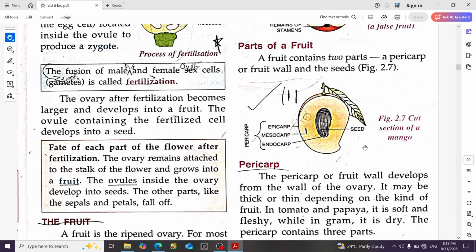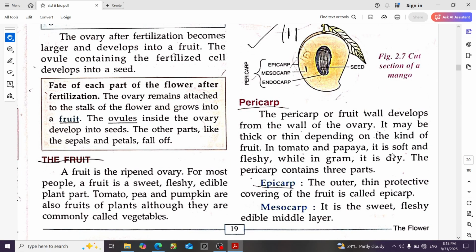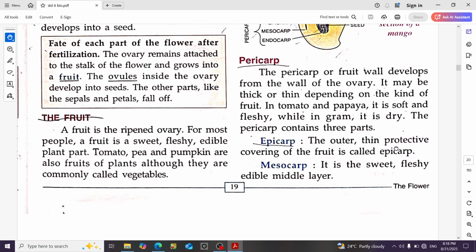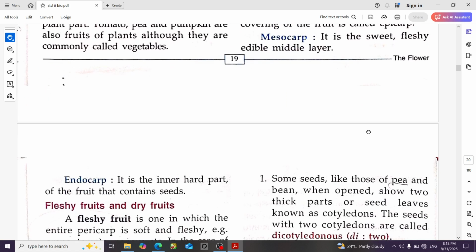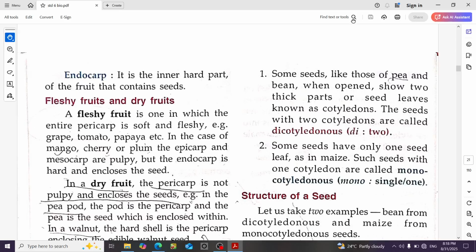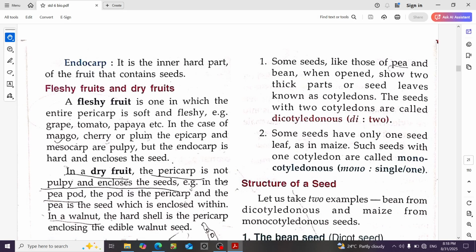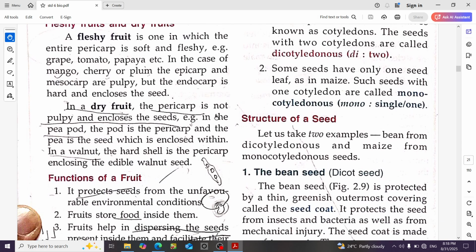Here we have a cut section of mango. Pericarp, fruit wall is shown here. Epicarp, epi means outside. Mesocarp, middle part. Endocarp, inner part. So from the ovary wall of a flower, the fruit wall develops. Here they have shown us. In tomato and papaya, it is soft and fleshy. Epicarp is the outer protective layer. Mesocarp is the middle part. Endocarp is the inner part which contains the seed.